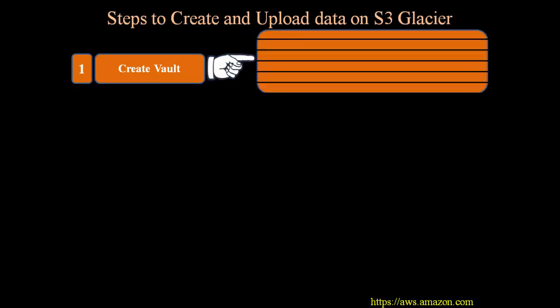So the first step is we have to create a vault. In our Simple Storage Service, we have one container that is a bucket. Inside the bucket we can store data and retrieve data whenever it is required. But in S3 Glacier we have one container and the name of the container is vault. We have to create a vault and then we can store data inside the vault and retrieve data whenever required. To create the vault, we have certain steps that we need to follow.